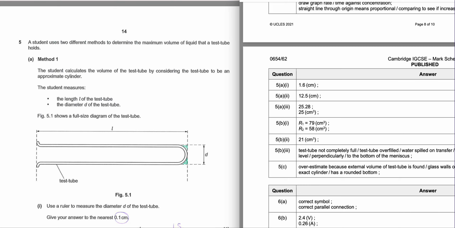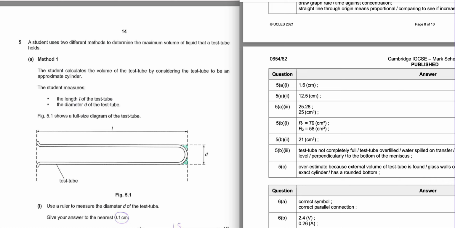All right, here we are, guys, with this, our March paper this year from 2021, and we're looking at question paper 6.2 and question number 5. That's the first of the physics ones. Let's go for it. Exciting one this time, I think we all agree. We're looking at methods to determine the maximum volume of liquid that a test tube holds.